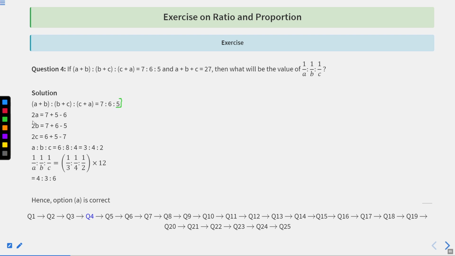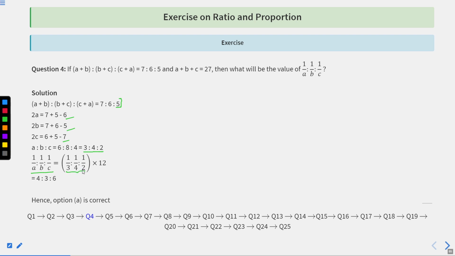Okay. So we have 2A equal to 7 plus 5 minus 6, and 2B is equal to 7 plus 6 minus 5, and 2C is equal to 6 plus 5 minus 7. So therefore, A is to B is to C is going to be 3 is to 4 is to 2. And now 1 upon A is to 1 upon B is to 1 upon C is going to be 1 upon 3 is to 1 upon 4 is to 1 upon 2.